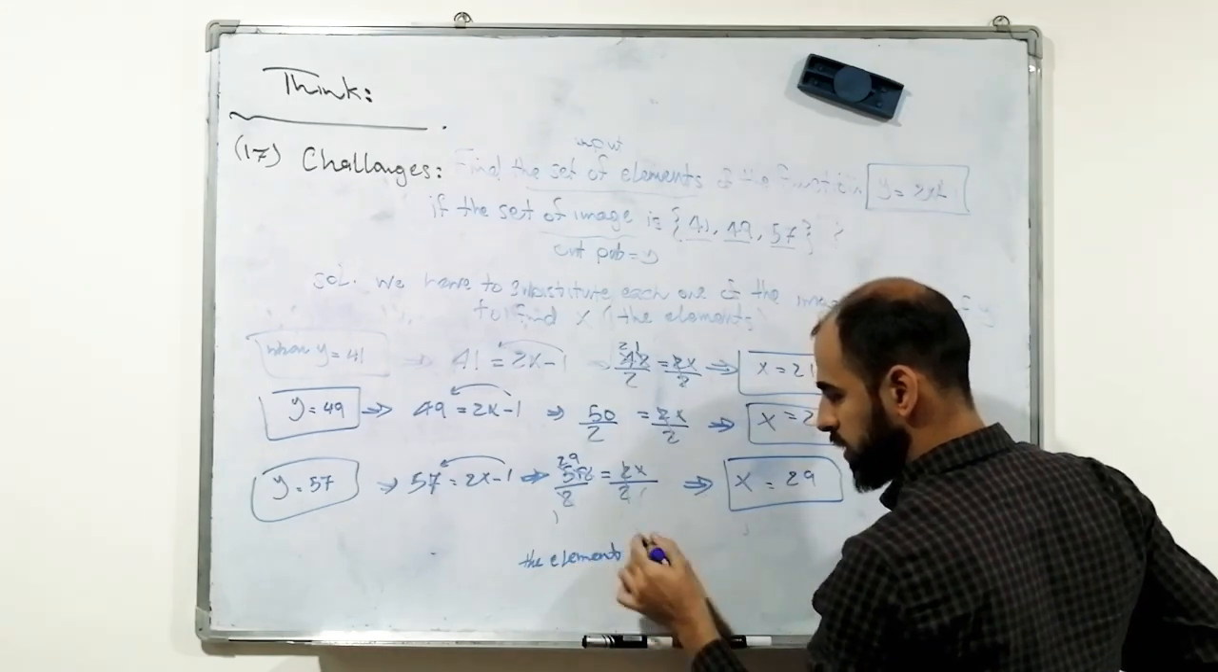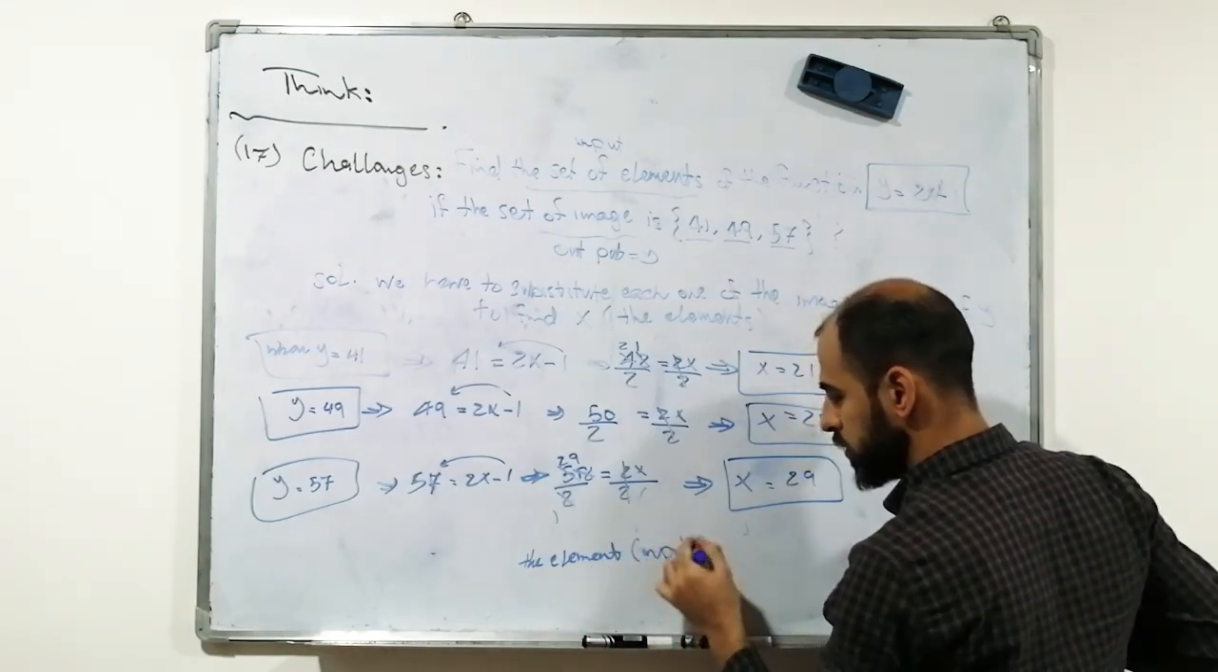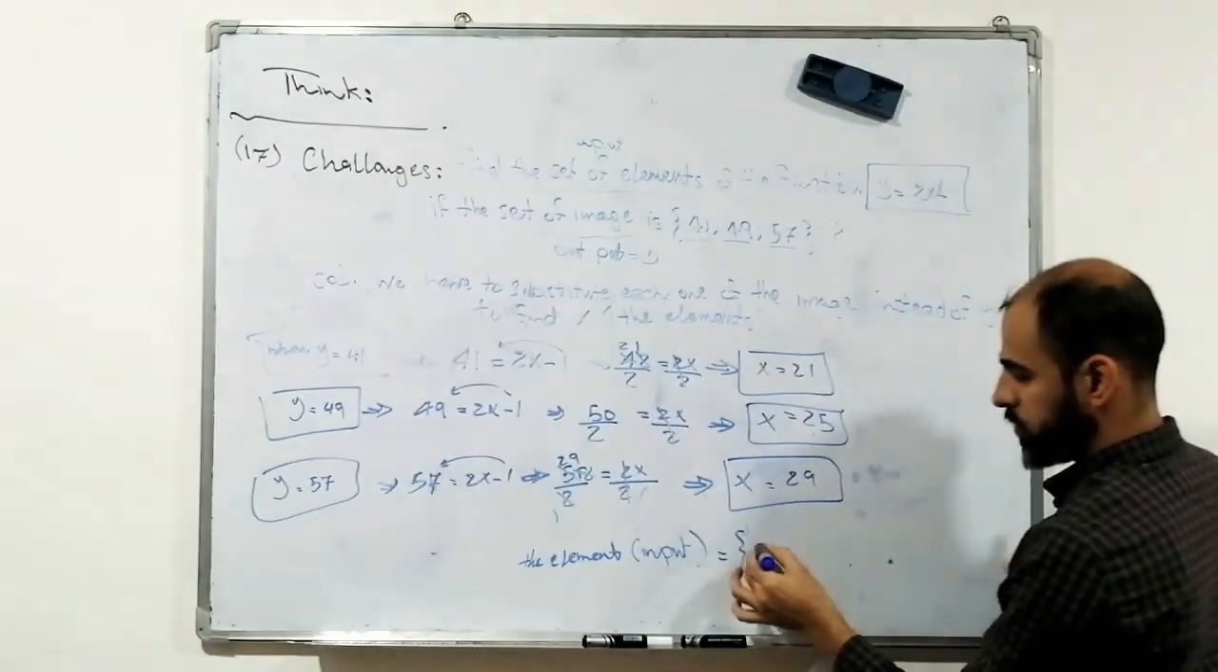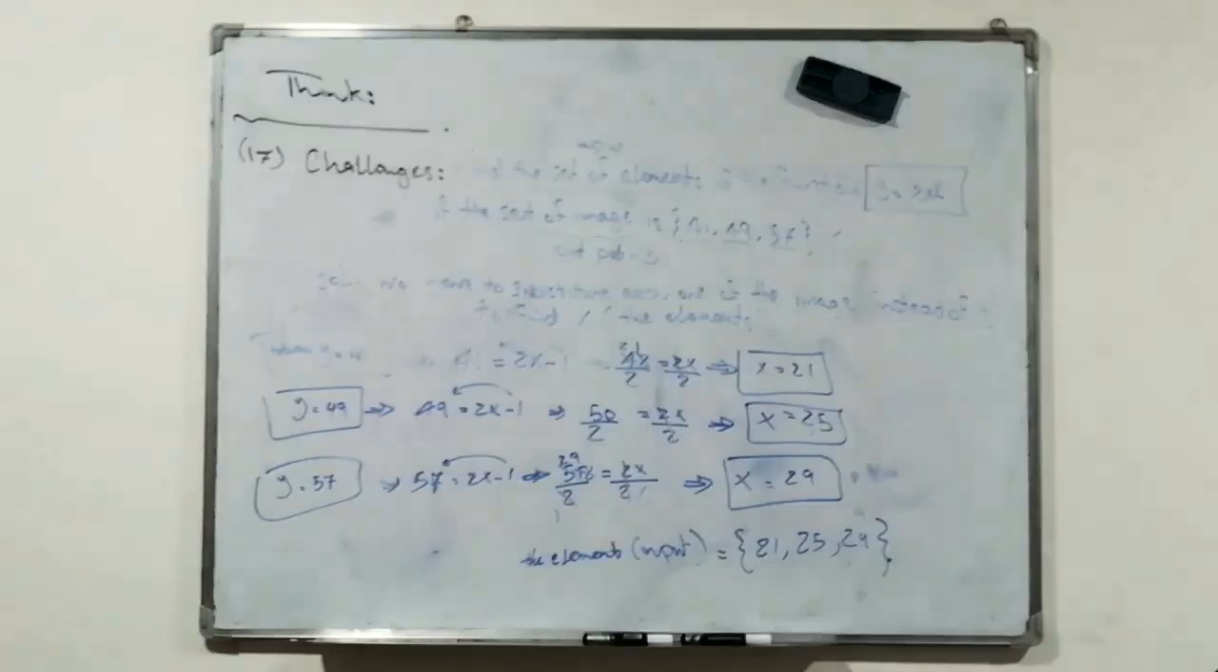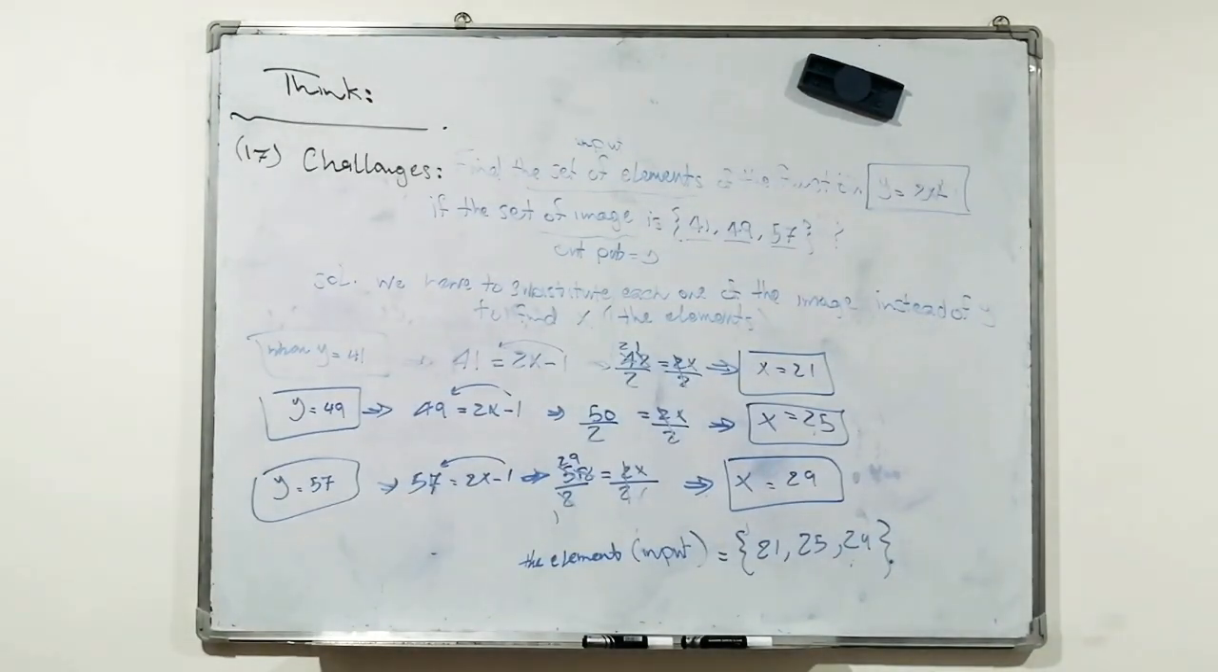So the input values, or the elements, equal 21, 25 and 29. This is the way we can find the input value.